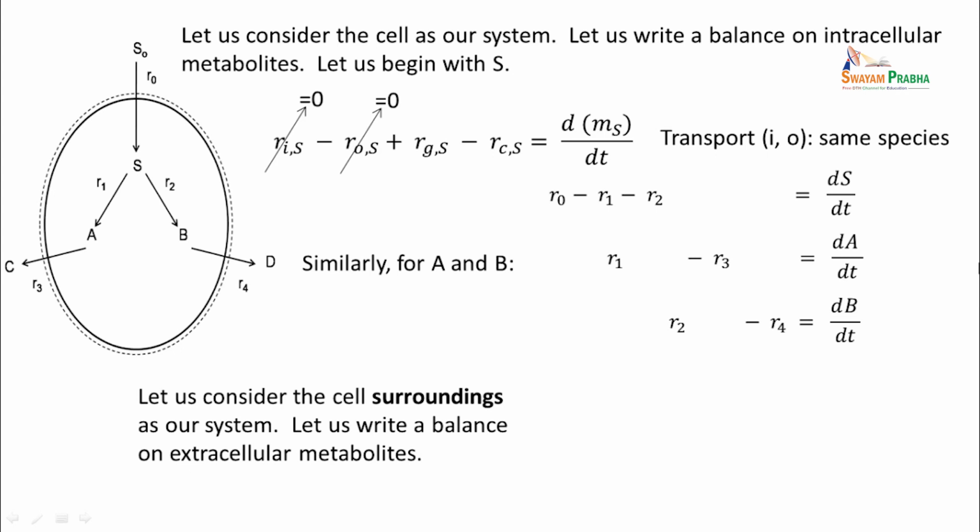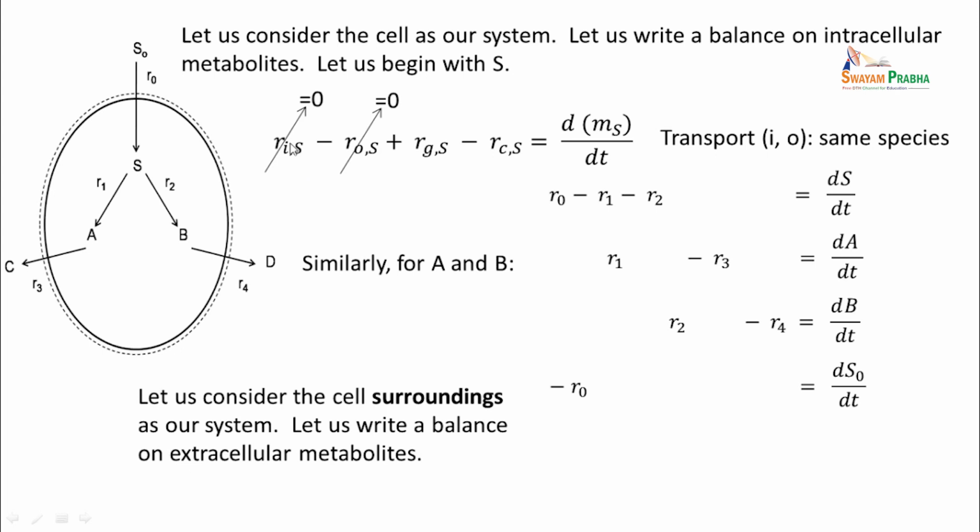Now, there is a trick here. I want you to pay some attention. We are going to consider the surroundings of the cell as a system. When we focus on extracellular metabolites, we will consider the surroundings of our cell as a system and write our balances. That's what turns out to be consistent with our approach here. So if we write a balance on the extracellular metabolites, first on S0, S0 is getting out of the system here. This is our system now. It's getting out of the system.